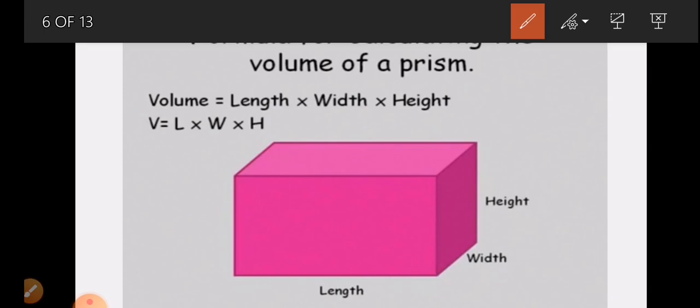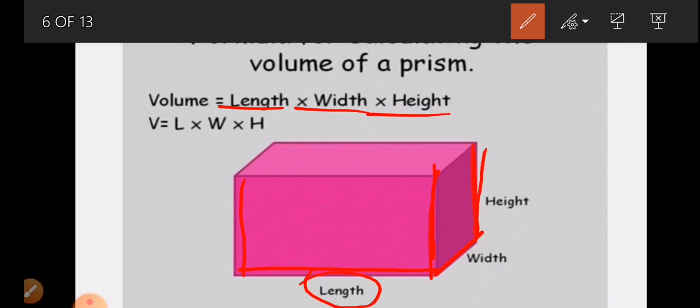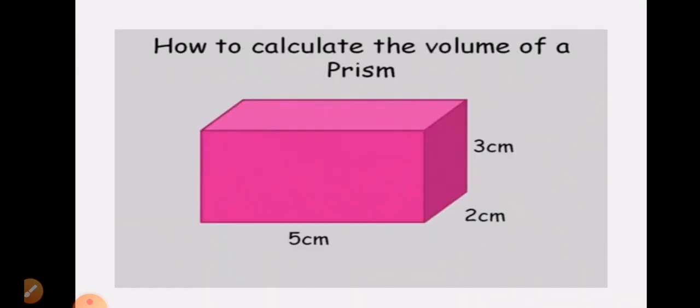The volume equals length times width times height. Here is the length, this side, multiplied by the width, which is this side, multiplied by the height, which is from down to up. This one is the same as this one. Any one of them can be the height, any one of them can be correct. So you will multiply them, you will get your volume.